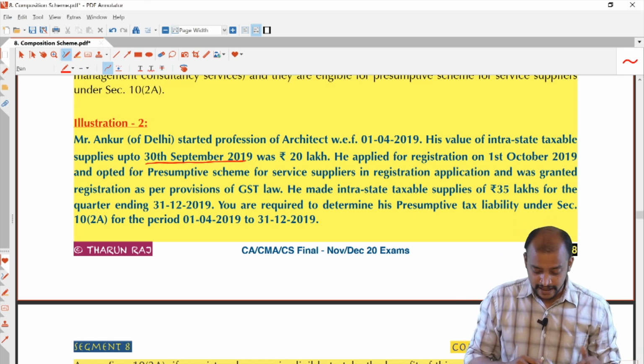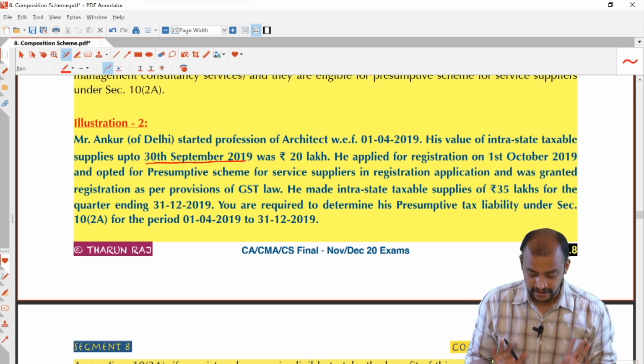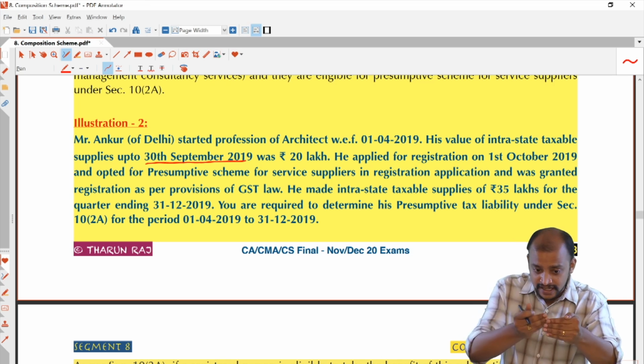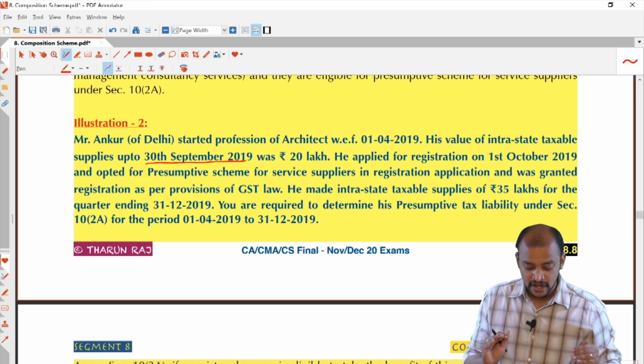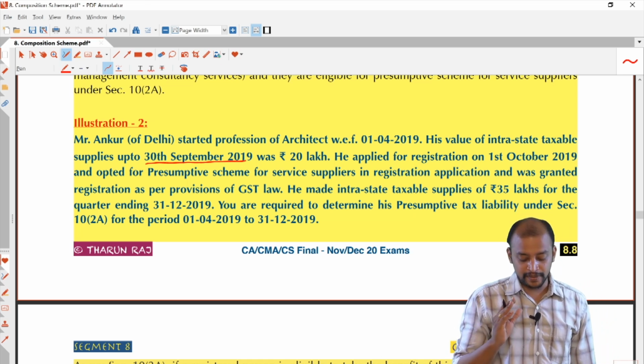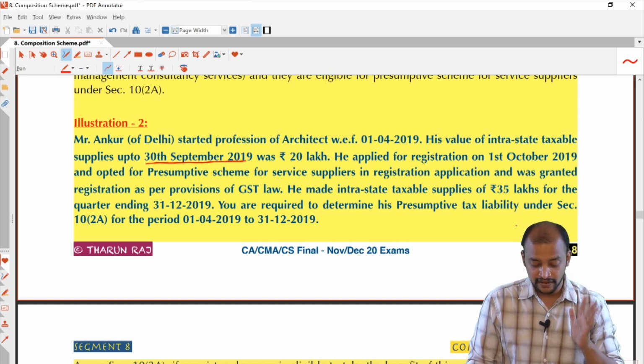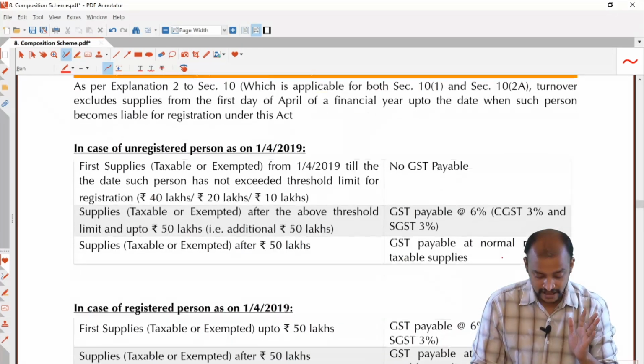He made intrastate supplies of 35 lakhs for the quarter ending 31st December 2019. So after 20 lakhs, what is the turnover that he has made? 35 lakhs. You are required to determine his presumptive tax liability under 10(2)(a) for the period 1/4/2019 to 31/12/2019. This is the point which we have discussed previously. What is that?